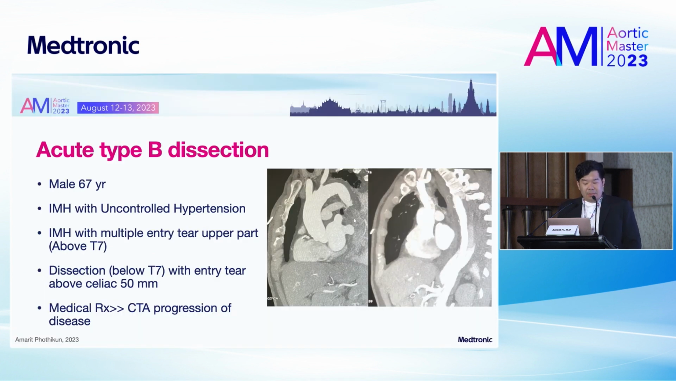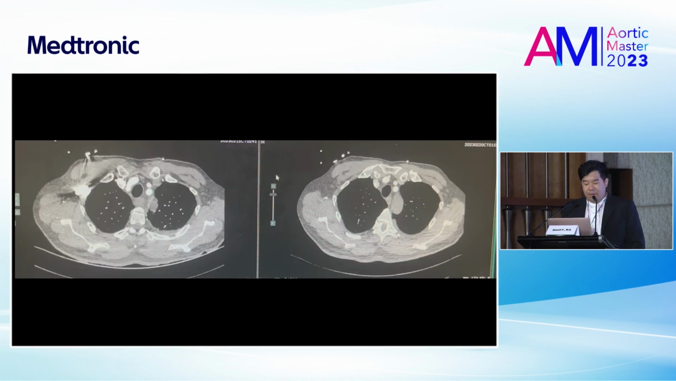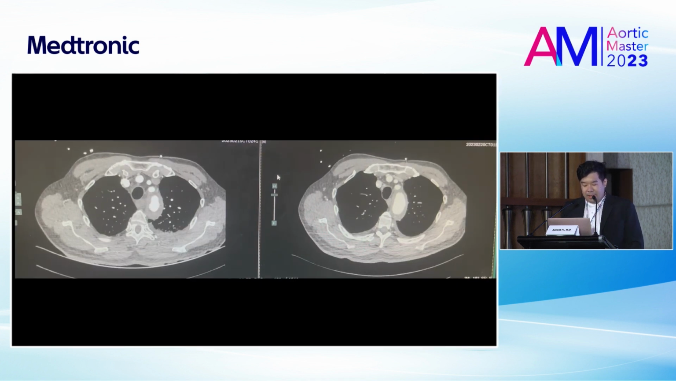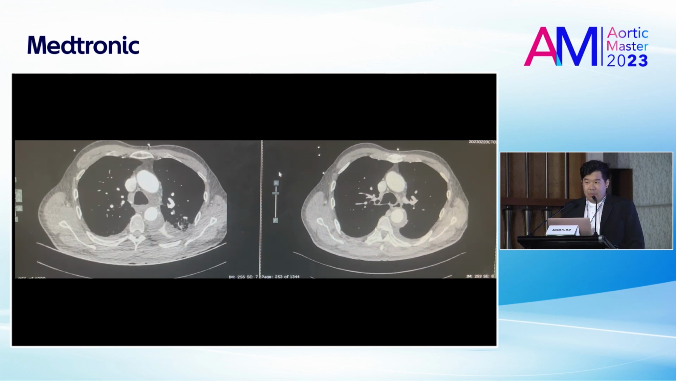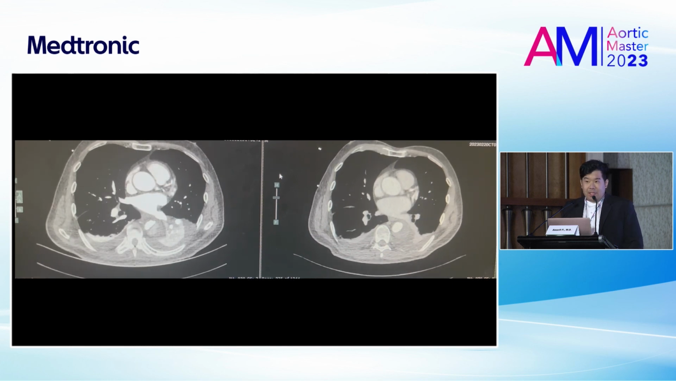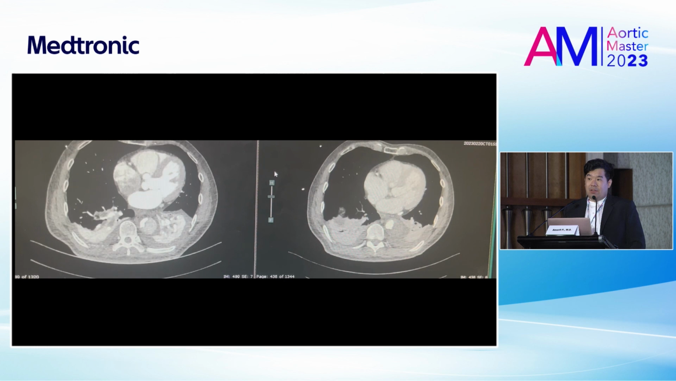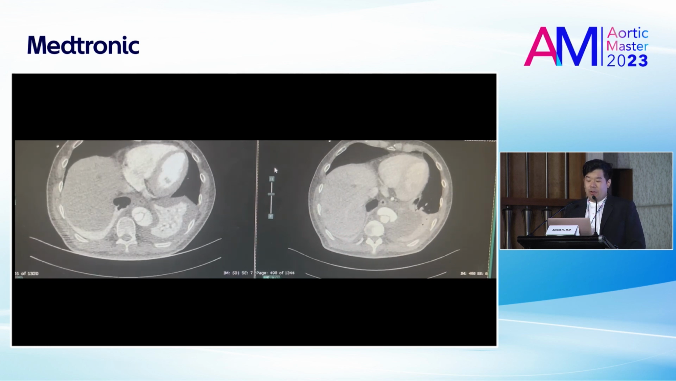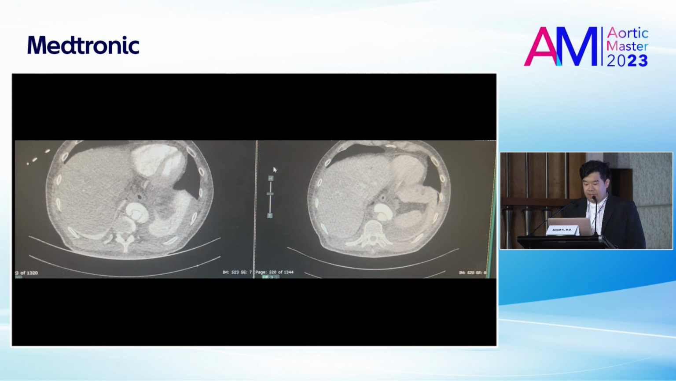So let's start on the first case, for the TEVAR zone 2. The first case is an acute Type B dissection in a male, 67 years old. He presents with intramural hematoma on the upper part, and the distal part is a dissection below the T7. The patient first came as a Type B dissection, so medical treatment was used, but after the follow-up CT, we found progression of the disease, so we decided to perform endovascular treatment. As we saw the CT progression and the patient had uncontrolled hypertension during treatment, endovascular repair was decided for this patient.